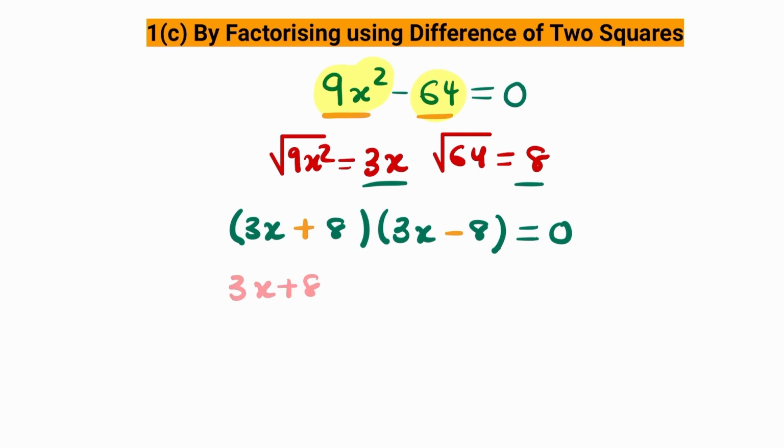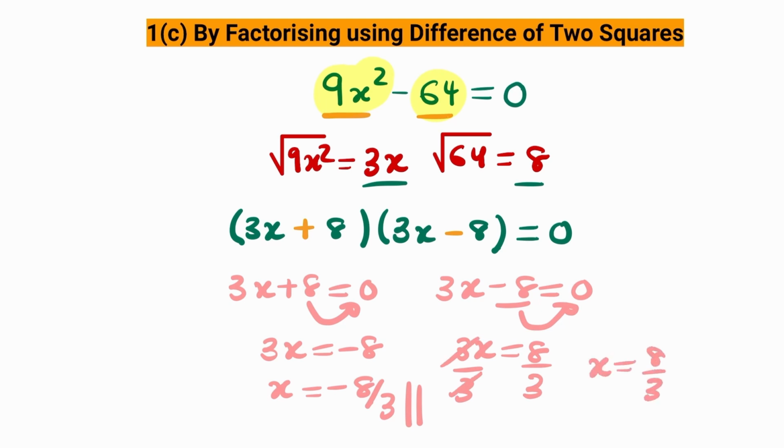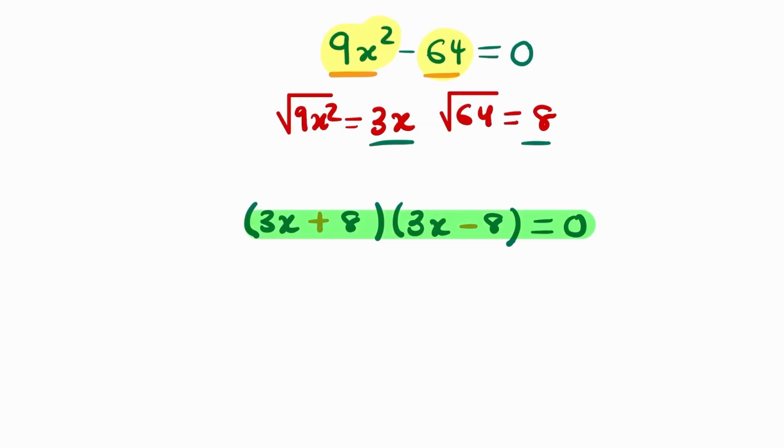3x plus 8 equal to 0 and 3x minus 8 equal to 0. We can take plus 8 to the other side here as minus 8. 3x equal to minus 8. x equal to minus 8 over 3. That's one solution. And in the second solution, we can take minus 8 to the other side as plus 8. 3x equal to 8. We can divide both sides by 3. Here 3 and 3 cancel out. x is equal to 8 over 3. That's our final answer.